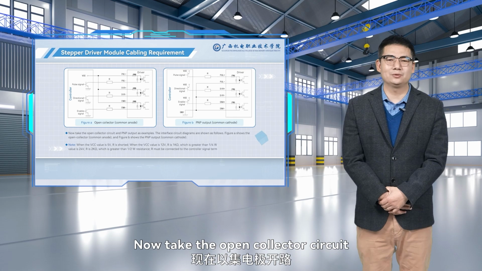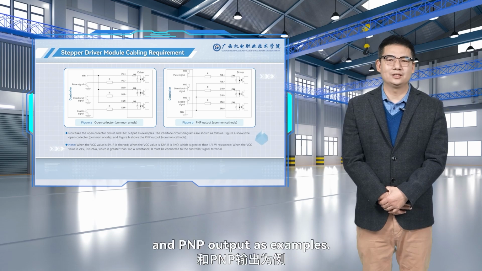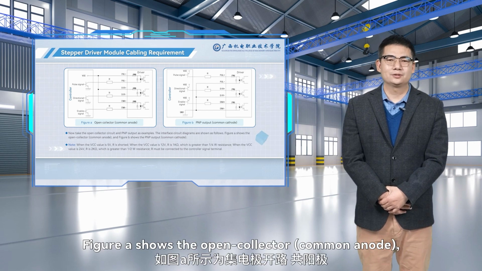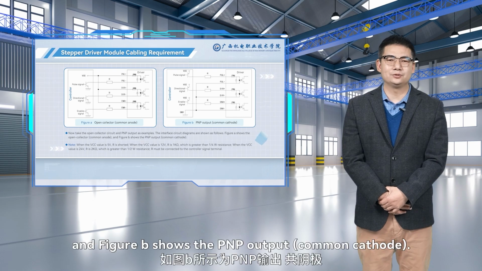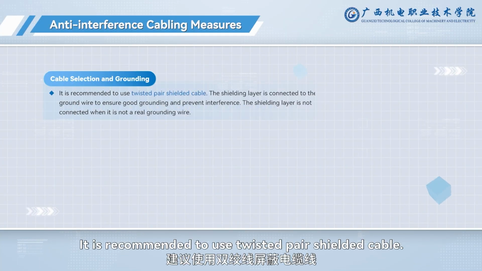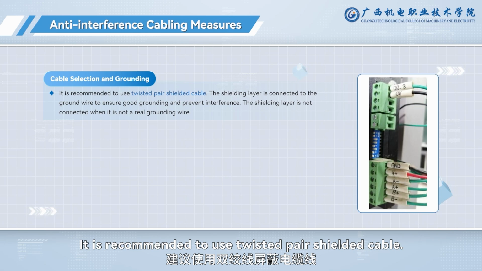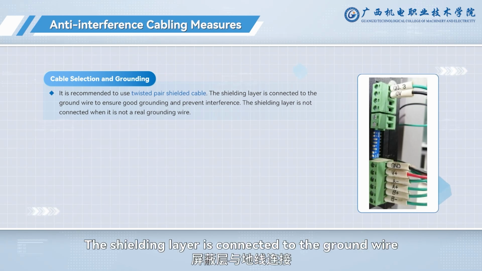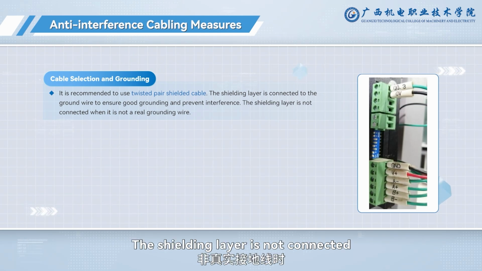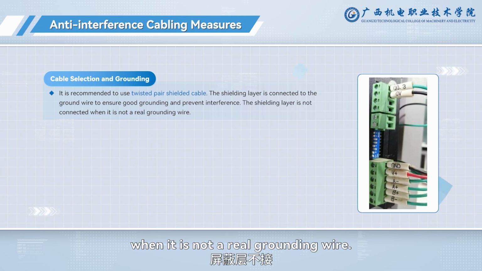Now take the open collector circuit and PNP output as examples. The interface circuit diagrams are shown as follows. Figure A shows the open collector, common anode, and Figure B shows the PNP output, common cathode. Anti-interference cabling measures. It is recommended to use twisted pair shielded cable. The shielding layer is connected to the ground wire to ensure good grounding and prevent interference. The shielding layer is not connected when it is not a real grounding wire.